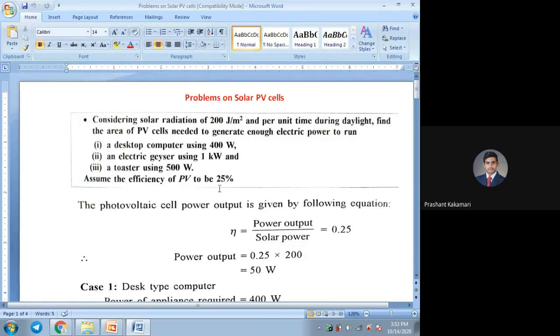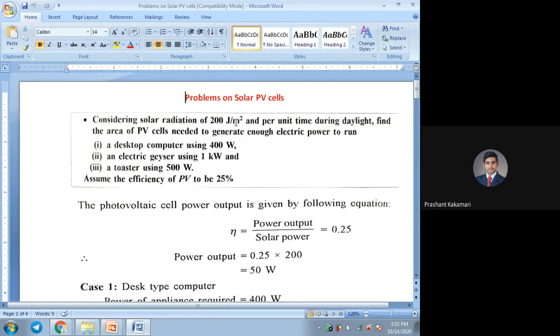So efficiency of the PV cell, we know, is output power by input power. For any machine, if you write the efficiency formula, it is nothing but output power by input power. So the power output we need to find out. Efficiency is given. Then solar power is the input power here. How much is the input power? Input power is 200 joules per meter square.